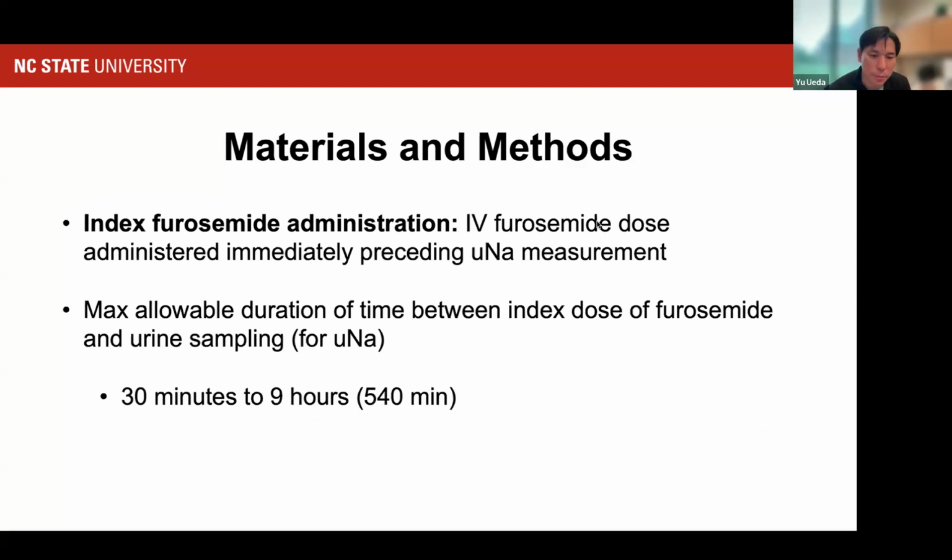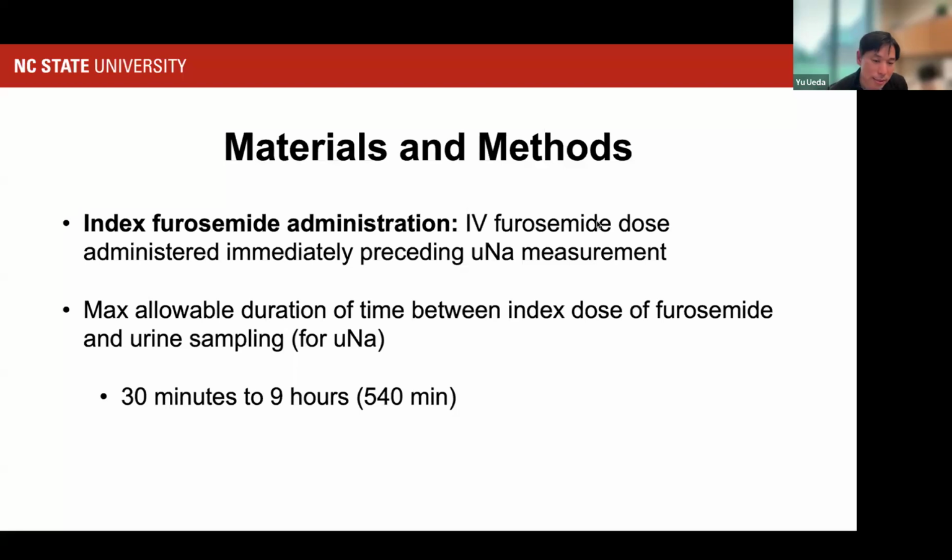Again, the index furosemide administration is the IV fluid dose given immediately preceding the urinary sodium measurement. And the time from this index furosemide administration to the urinary sodium concentration measurement was also collected from the medical record. And this duration varies quite a bit. The shortest time is 30 minutes after this index furosemide dose, up to 9 hours, which is 540 minutes.